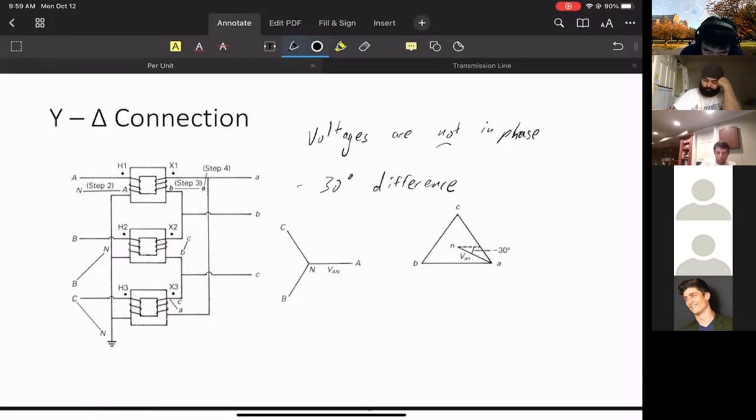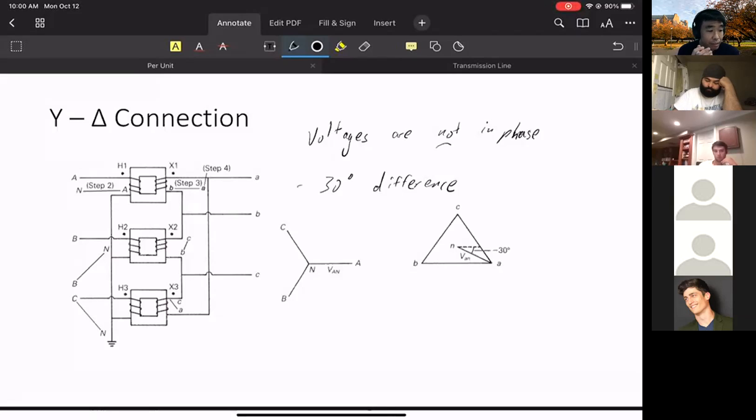So for a three-phase transformer, the tricky thing really happens when we have different types of connections at the primary and secondary. Otherwise, it's as if we have a single-phase transformer. The only thing we need to be worried about is when we have this sort of Y delta connection. Otherwise, it's just the same as before.